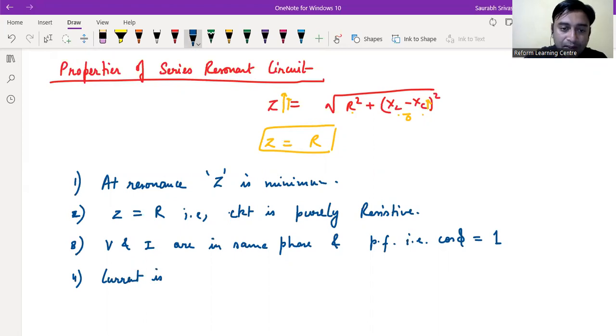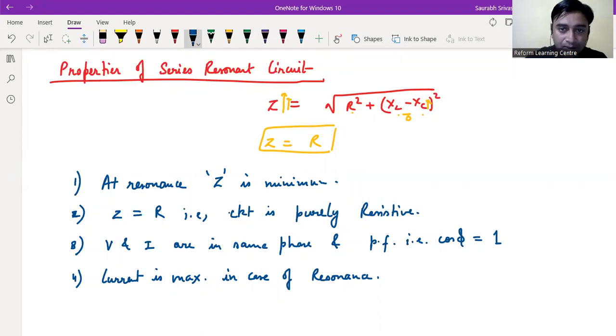Current is maximum in case of resonance. Other than resonance condition, current will be less than this current. रेजोनेंस कंडीशन में जो करंट मिलता है वो हमेशा मैक्सिमम होता है.